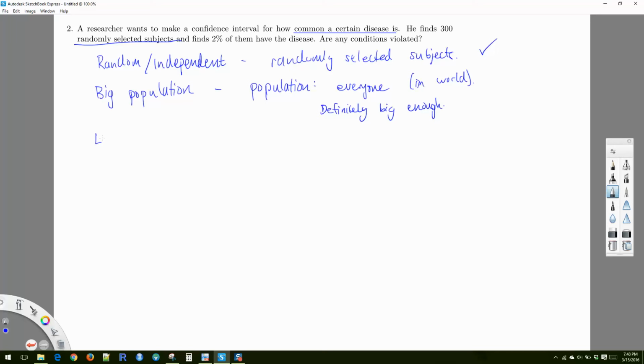And then we have the large sample condition. So how large is our sample? The sample has 300 people. Then we have to count how many successes and failures we have. Here we're not given counts. Last time it said 20 people had headaches or 12 people had headaches. Over here it doesn't say how many people have the disease. Instead it says 2%. So what is 2% of 300? This is 0.02 times 300, or n times p, and we get 6.